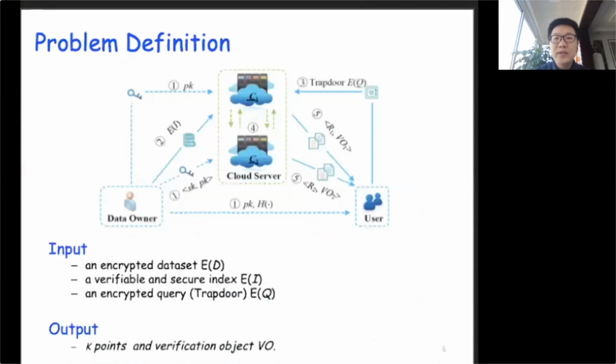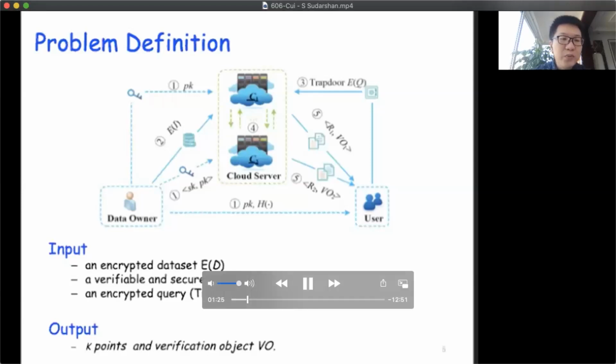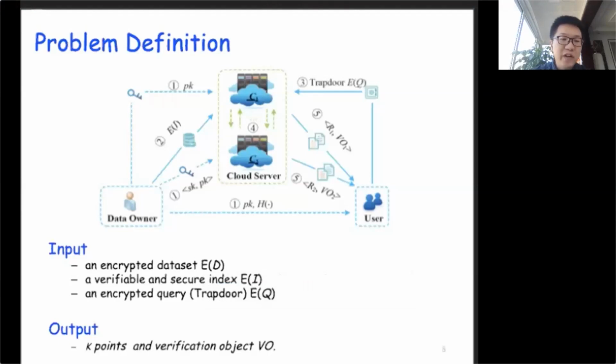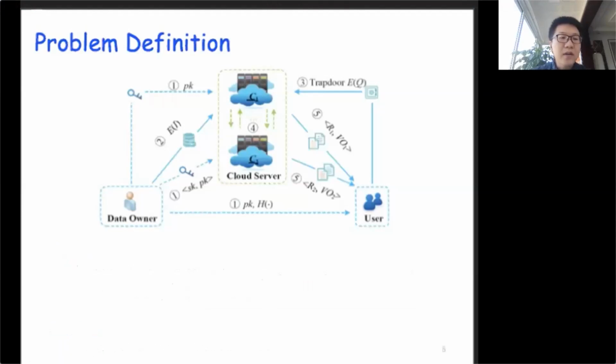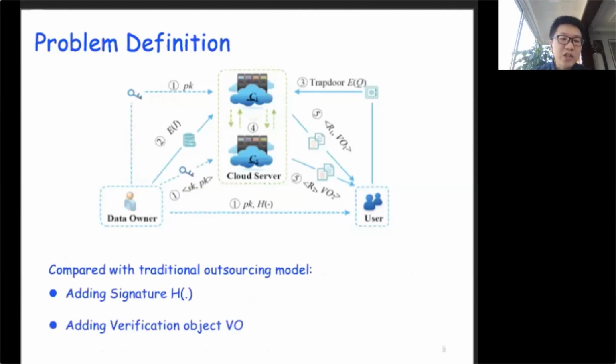Without a verification scheme, the cloud server may return a tampered point or an incorrect point. The framework used in our paper is shown in the figure. The input is encrypted data, the secure index, and the encrypted query, which are generated by the data owner. The outputs are the objects matching the query conditions, which is implemented by the cloud server. Compared with the traditional outsourcing model, we adopt two non-colluding clouds to perform the following secure protocols. In addition, to support the verification scheme, we also modify this framework by adding the signature function and the verification objects.